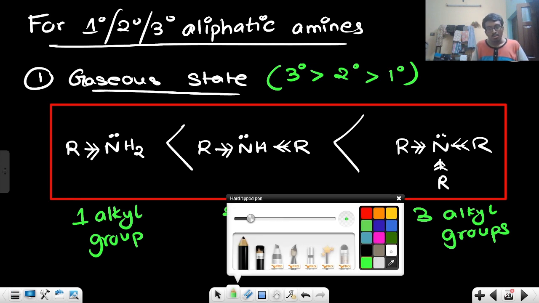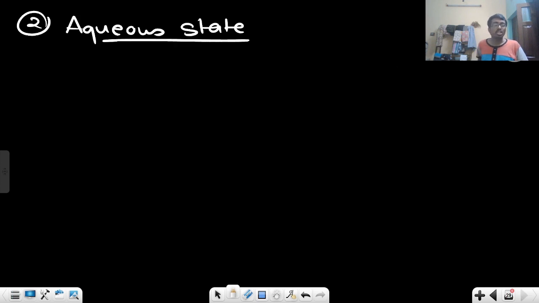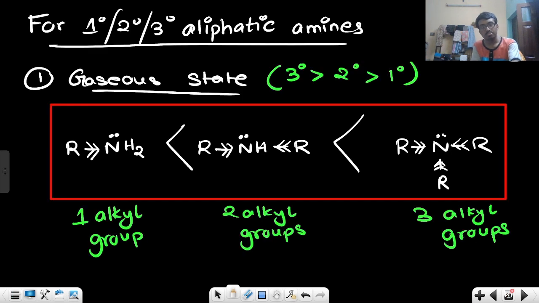Okay. Now, after gaseous state, we move on to the aqueous state. Now, the problem that is coming up in aqueous state, let me tell you. See here. In aqueous state, water will be there. And as I have already told you in solubility, amines with water will form hydrogen bonding. So that will be a problem, right? And secondly, the problem will be these alkyl groups. So what will be the order of basicity in aqueous solution? That is a question mark.